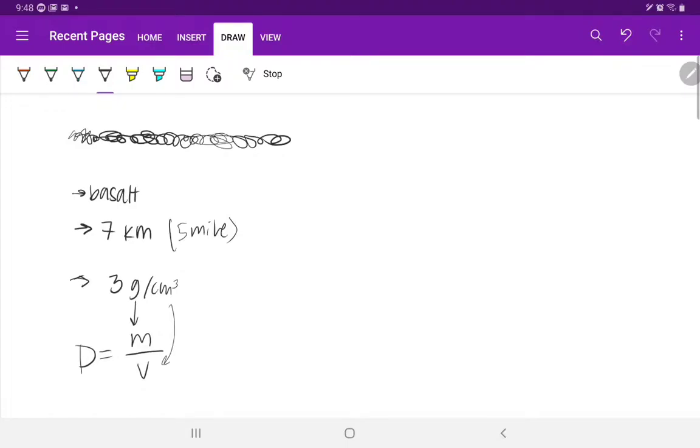Another thing to note is when we're thinking about the composition of oceanic crust, it is mostly homogeneous. What this means is, the oceanic crust is primarily made of only one type of rock, which is basalt.